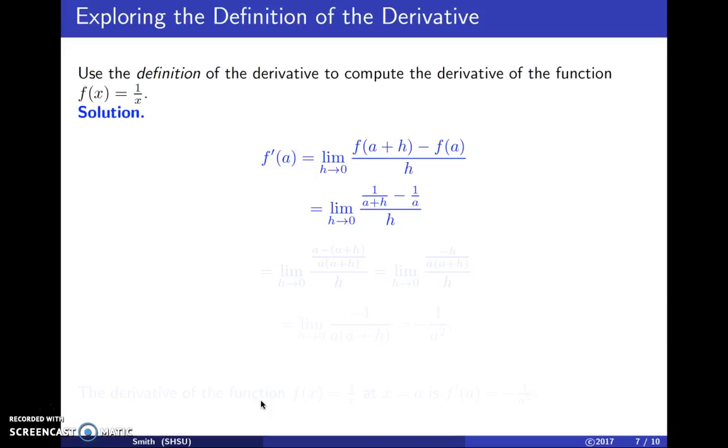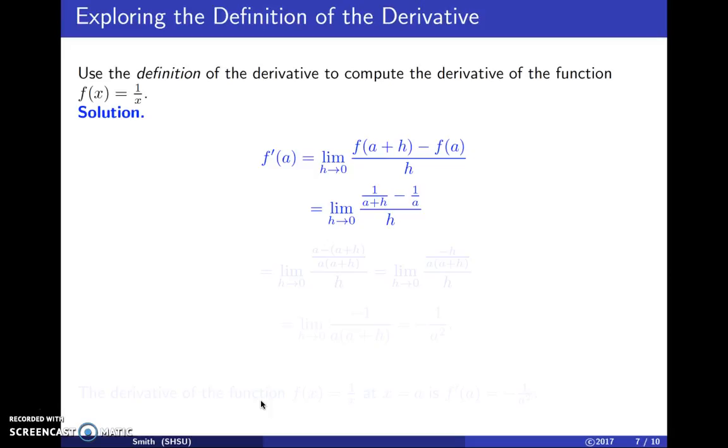My function is 1 over x, so f of a plus h is 1 over a plus h. And f of a is 1 over a. So the numerator becomes 1 over a plus h minus 1 over a. The denominator is unchanged. This is an ugly fraction. We have fractions in the numerator.